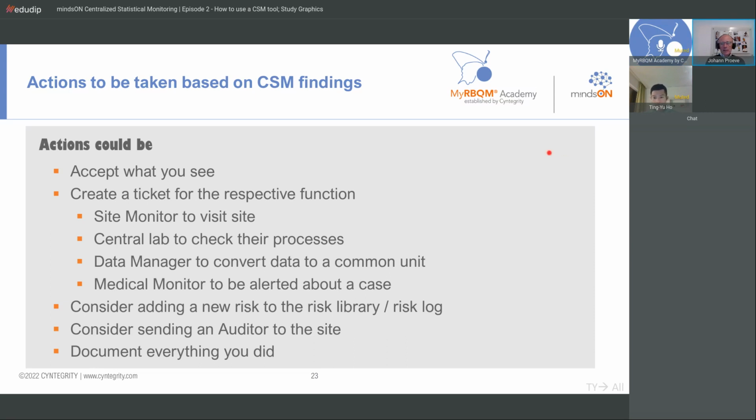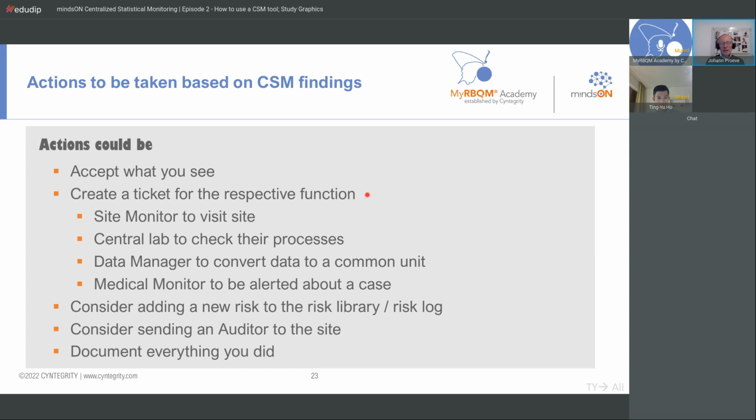So now we looked at all these CSM findings, and the question now is, what are the next steps? The next steps could be that you just accept what you see. And this is a slide, by the way, that we also used in the first webinar, but it's still applicable. So you accept what you see because there are good and sound explanations available.